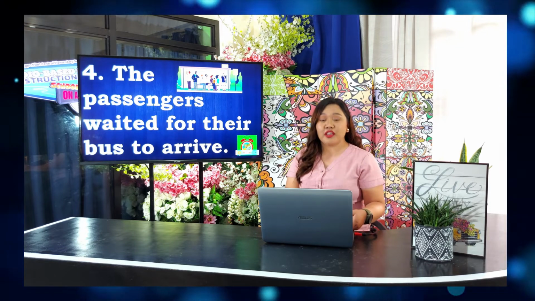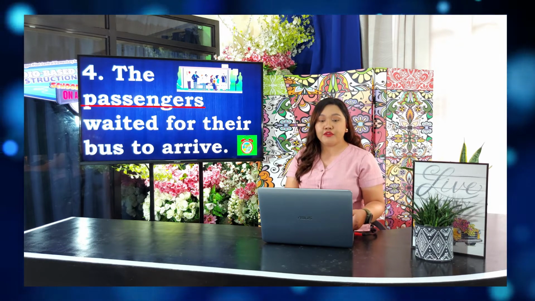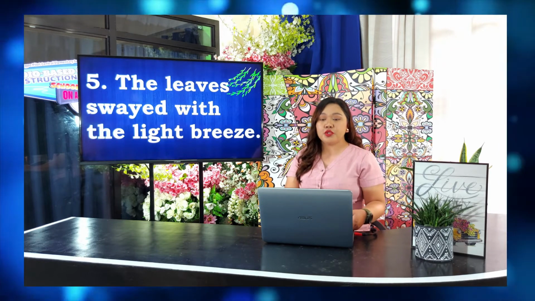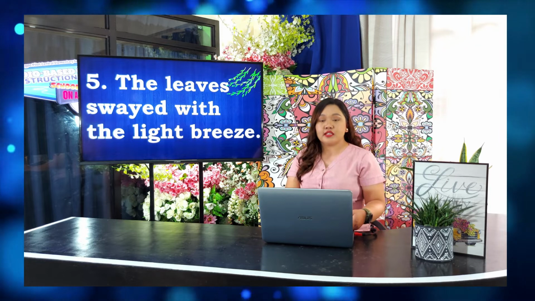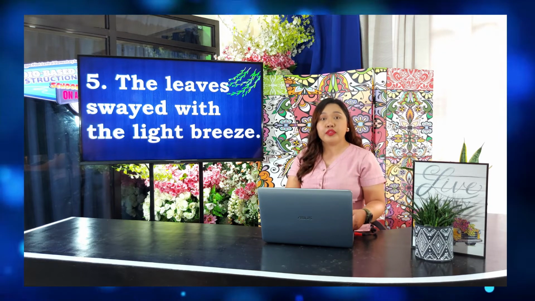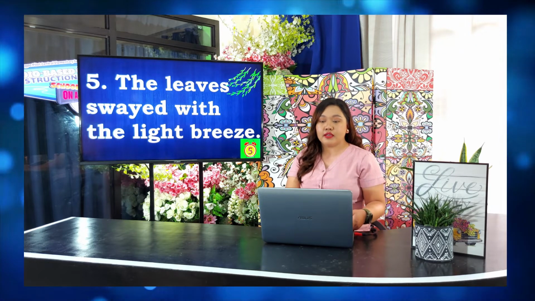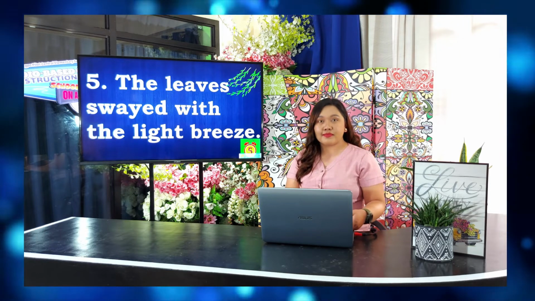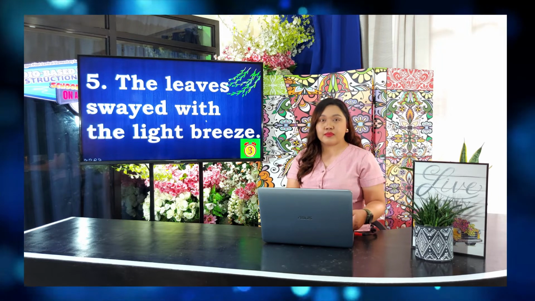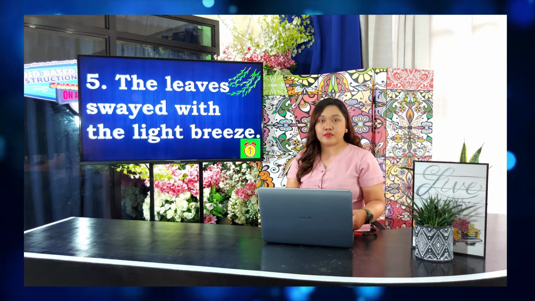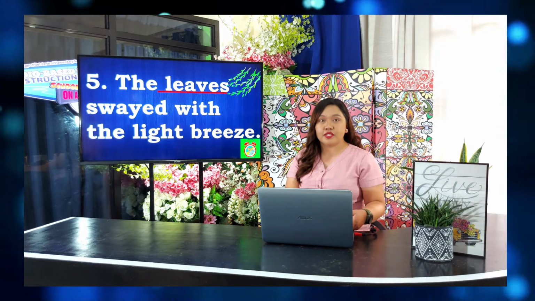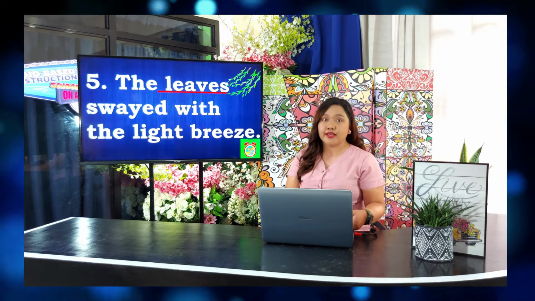Awesome! The subject is the passengers and the verb is waited. Number 5. The leaves swayed with a light breeze. The subject in the sentence is the leaves and the verb is swayed.